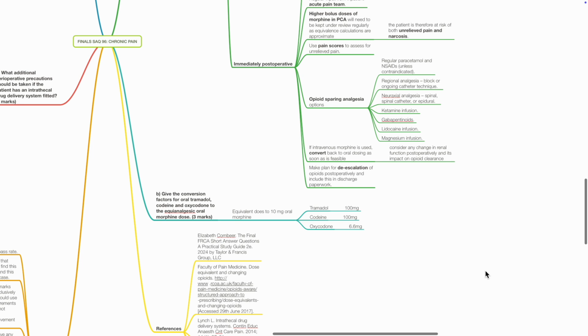B. Give the conversion factors for oral tramadol, codeine and oxycodone to the equianalgesic oral morphine dose. Equivalent doses to 10 mg oral morphine: tramadol 100 mg, codeine 100 mg, and oxycodone 6.6 mg.